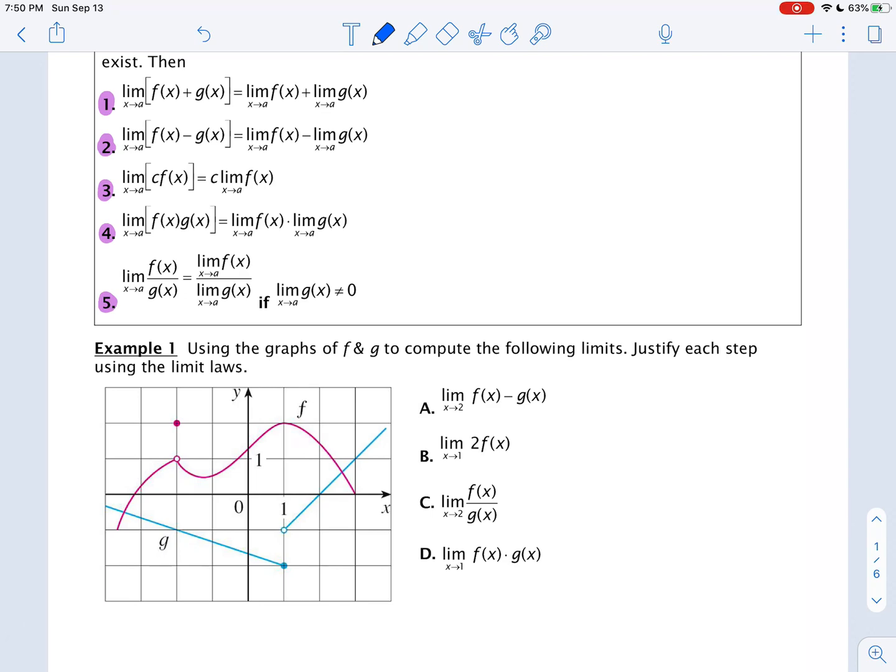So in A, looking at the graph here on the left-hand side, the function f is in pink, and the function g is in blue. And in using the limit laws, we know that the limit of a difference is equal to the difference of the limits. So we calculate the limit as x approaches 2, that is a two-sided limit. And where is 2? 2 is here, that's x equal to 2. And what are the function outputs of f of x approaching?